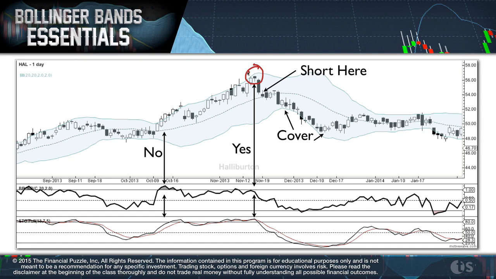There's the tag of the upper band in the face of bearish divergence on your %B and your stochastics crossing down. This is a really good trigger right here. This one is very consistent. I've tested it.